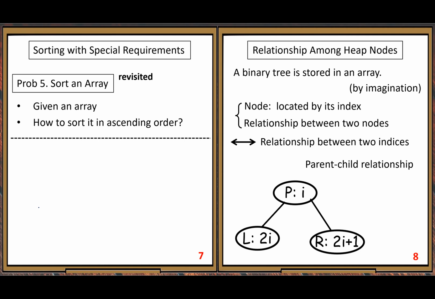So here, for the indices of these three nodes, suppose the parent node has index i. Then we select the element with index 2i for its left child and index 2i plus 1 for its right child. In this way, we address the parent-child relationship. The left child is just double the parent index, and the right child is double plus 1.